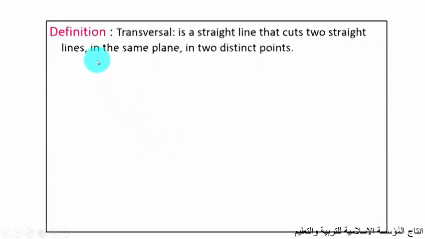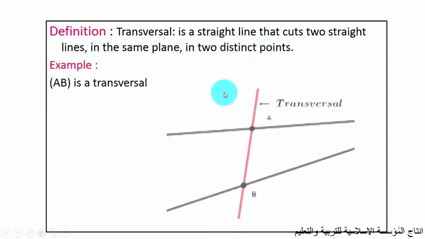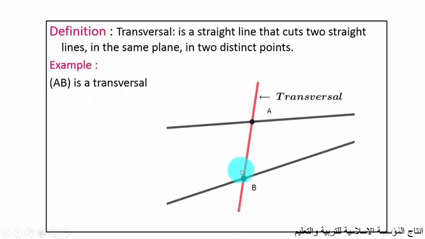We will define transversal. What is the meaning of a transversal? It is a straight line that cuts two straight lines in the same plane in two distinct points. Example. Look at the figure here. AB is a transversal. Line AB cuts the first line in point A and cuts the second line in point B. A and B are distinct, so we can say that AB is a transversal.